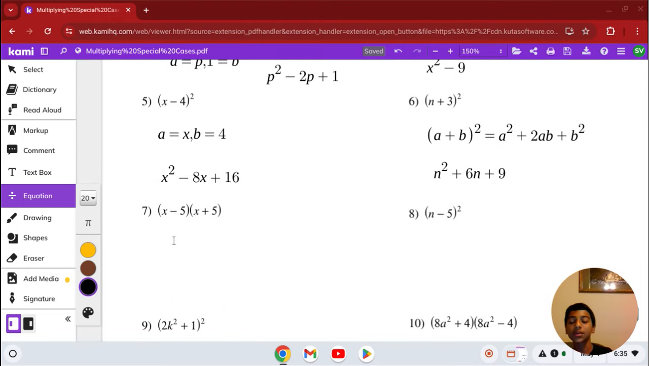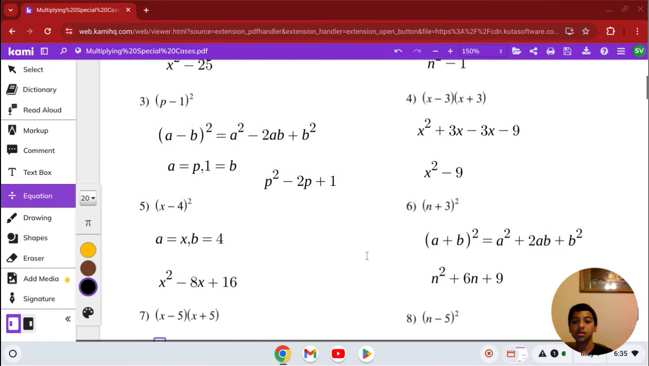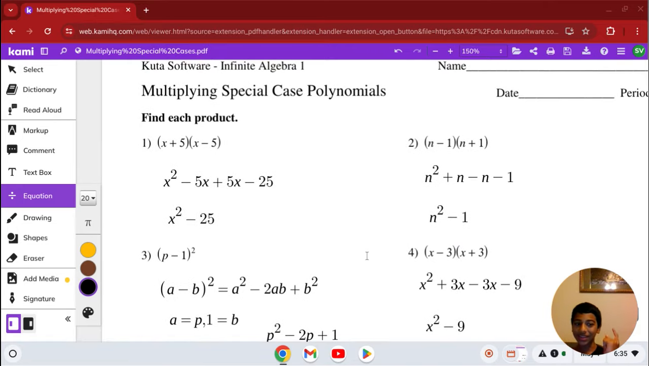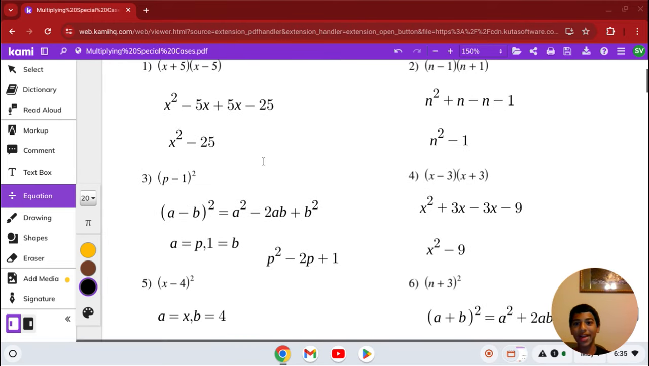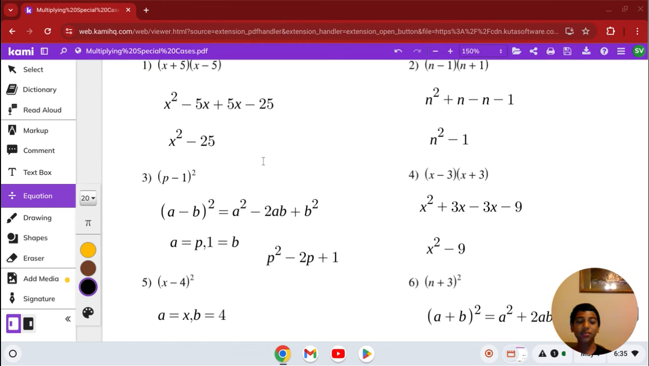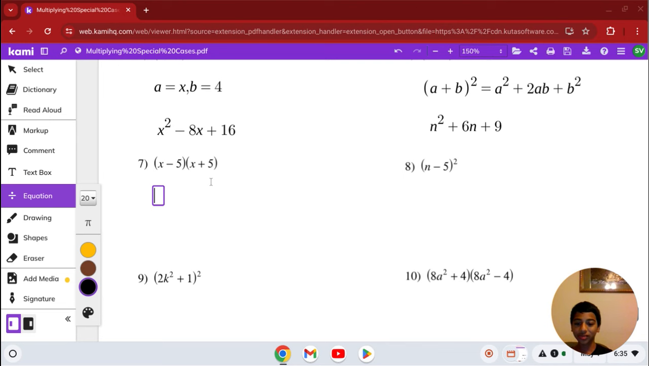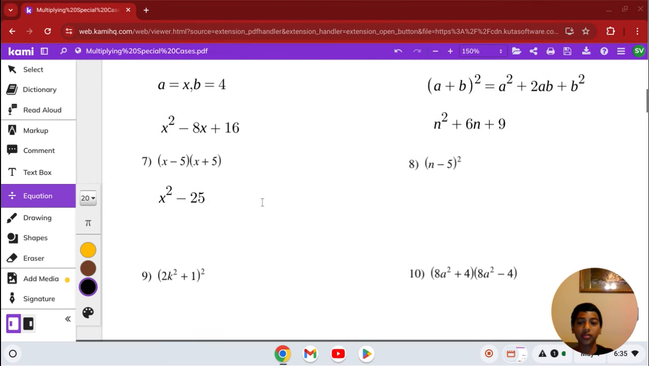Number 7, we have x minus 5 times x plus 5, which, if you see, is actually the same answer as number 1. X plus 5 times x minus 5 is basically the same as x minus 5 times x plus 5. So we're still going to get x squared minus 25. That's our solution. If you wanted to do it anyway, x times x is x squared, plus 5x minus 5x minus 25.